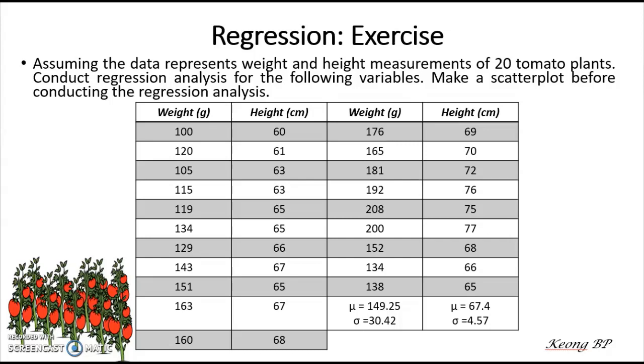In order to do that, always remember, before we conduct any regression analysis, first of all, we need to know whether the two variables here, which are weight and height, or any variables that you are testing, have correlation, or there is a relationship between the two variables that you are interested in testing. In order to do that, you must always conduct a correlation test before you perform the regression.